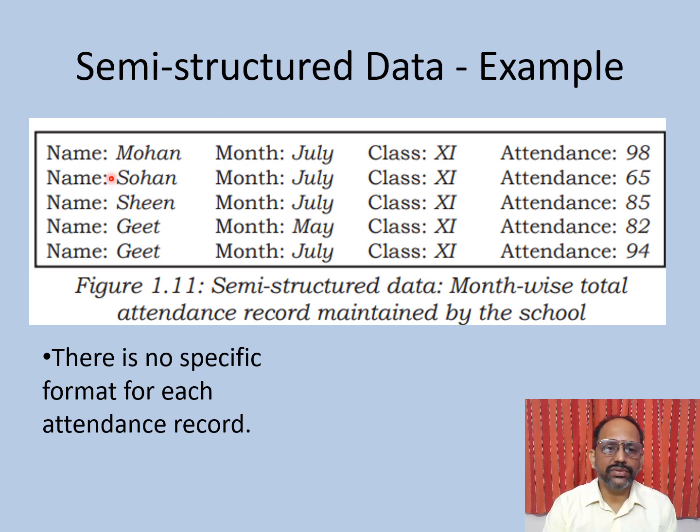You see here, for all the students, there is a name tag, Mohan. There is a month tag, July. There is a class tag, 9th standard. There is an attendance tag, 98. See, like this. But it is not fully structured. Therefore, this kind of data is called semi-structured data. There is no specific format for each attendance record that you can notice from this example. It is neither structured nor unstructured. It is in between structured and unstructured data.